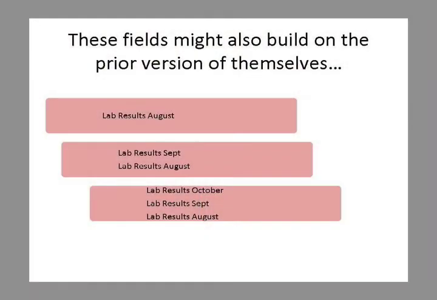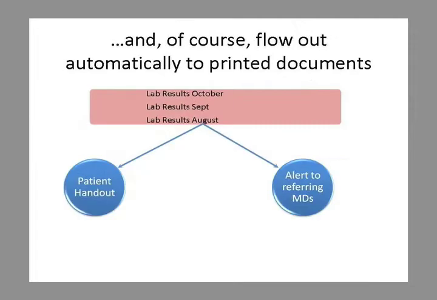Then, of course, lab results from August add to the template in September, which add to the template in October, and now we've got a whole string of lab results. You can define when you want things to fall off the lab results box and when to add them. And then finally, those lab results then flow out.